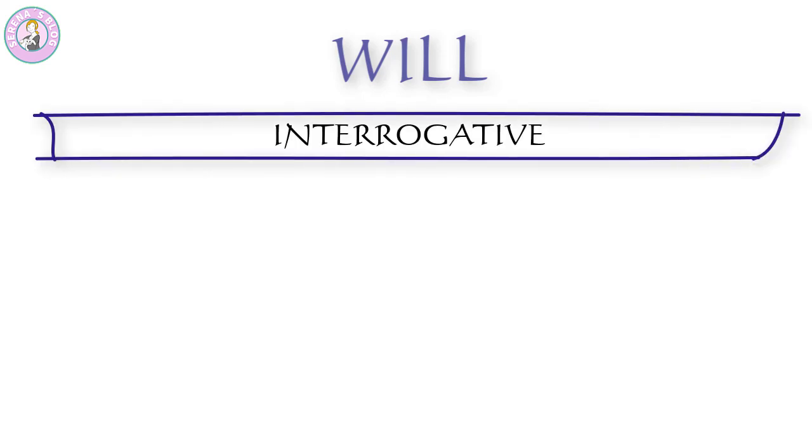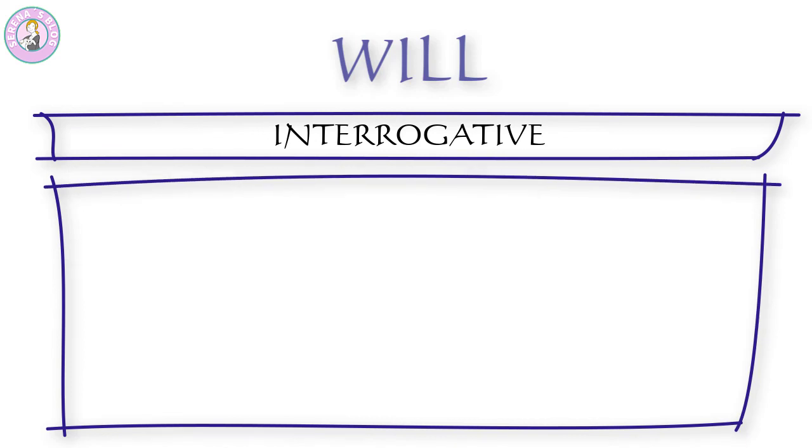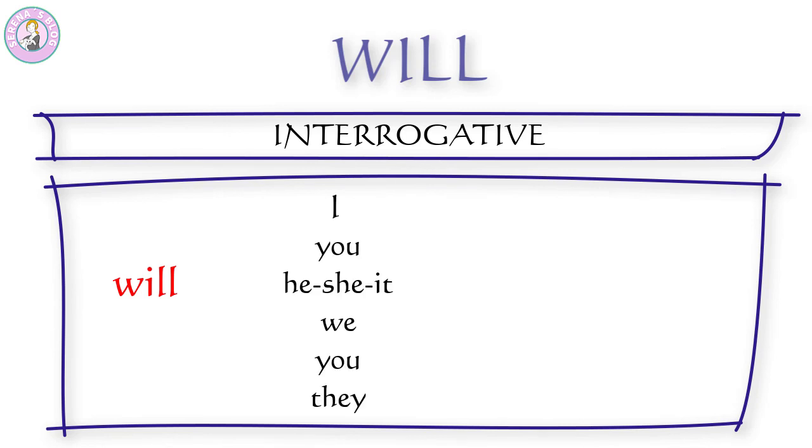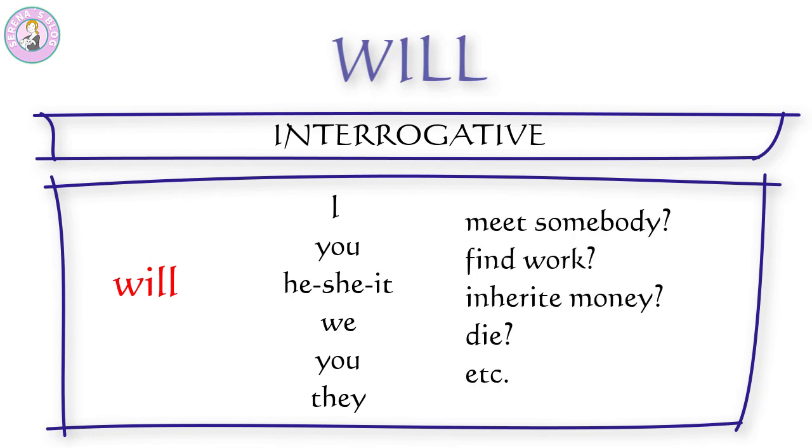And in the interrogative form, we have an inversion. We start with will or a question word, depending on the type of question. So we get sentences like, will I meet somebody? Or will he inherit money? Or will they find work? Etc.